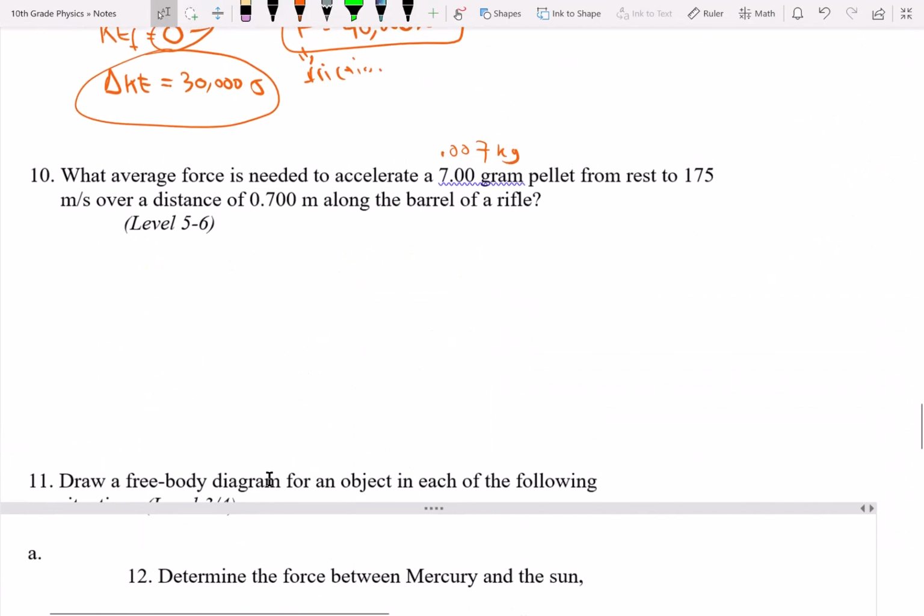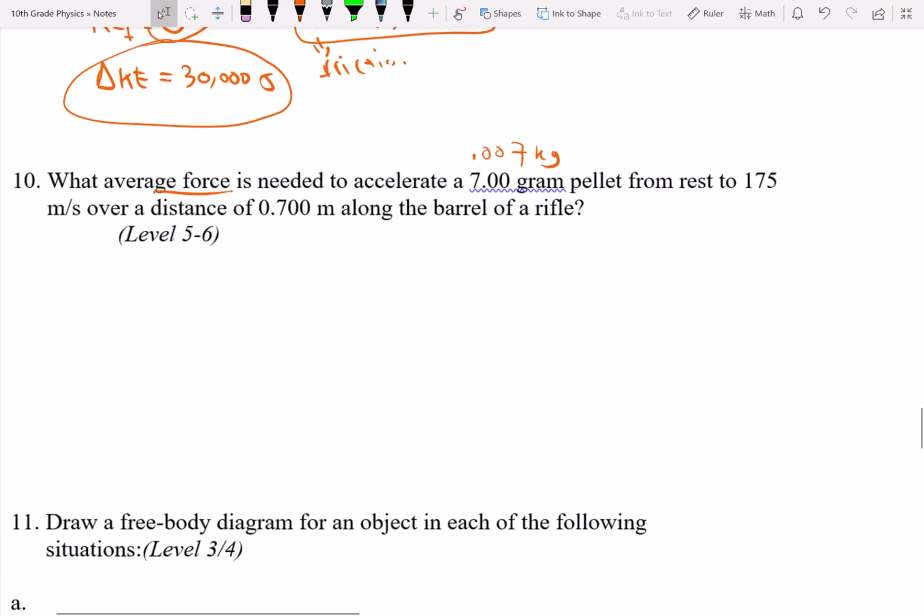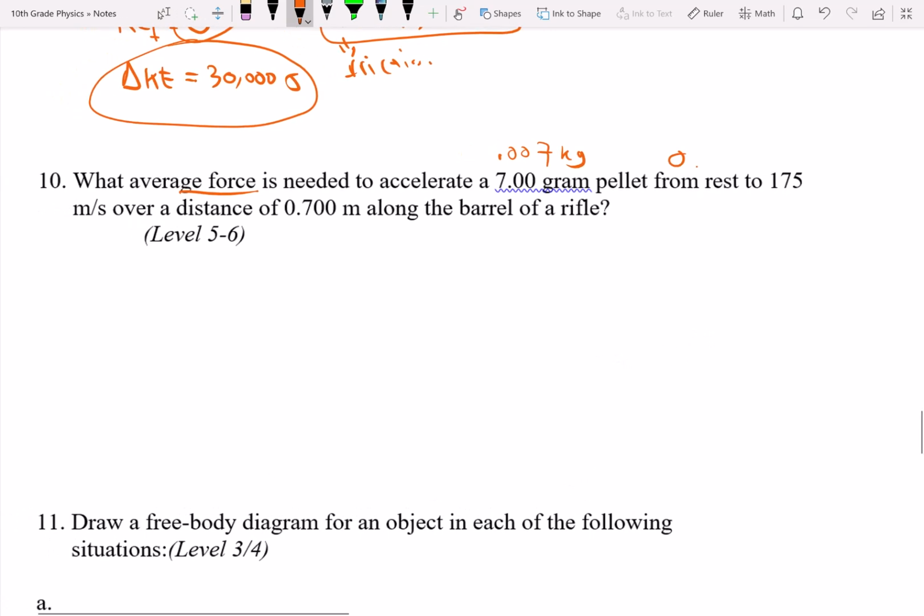Okay, so number 10, we're trying to figure out the average force needed to accelerate a 7-gram pellet, which is 0.007 kilograms. Remember, you always need to be in the appropriate units, otherwise it's going to get messy. From rest, which is 0 meters per second, to 175 meters per second over a distance of 0.7 meters along the barrel of a rifle, right?